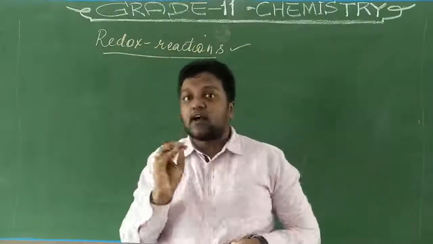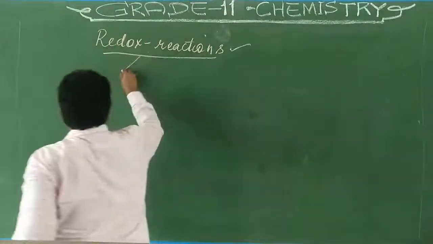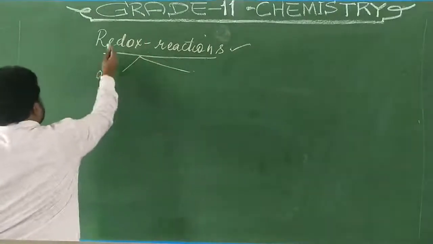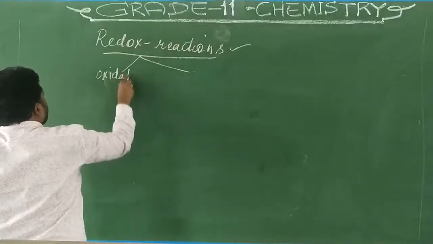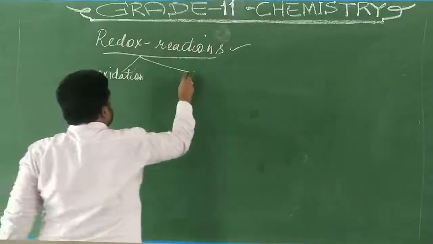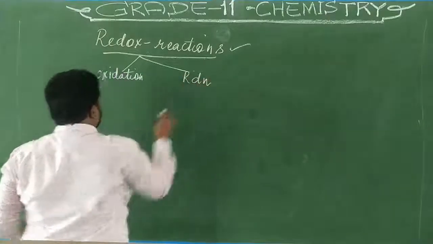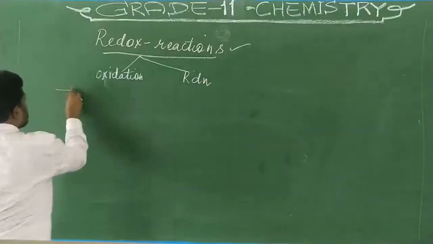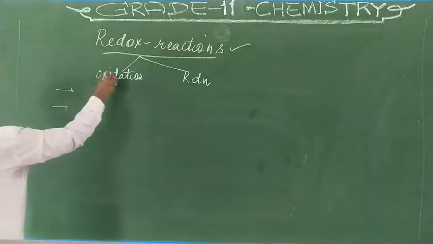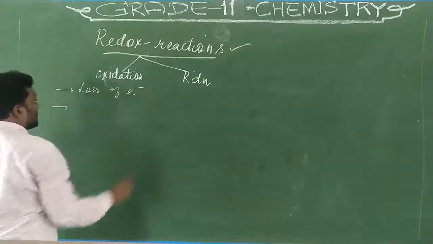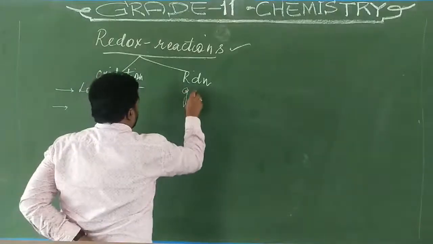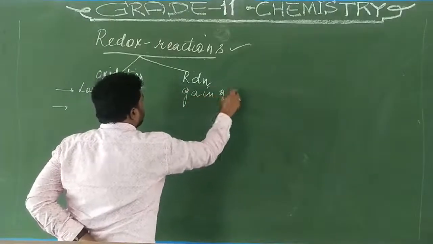What is a redox reaction? I have told you oxidation as well as the reduction should take place at the same time. Oxidation and the reduction reaction will be taking place at the same time. What are the definitions I told you? I told you the oxidation is nothing but it is a loss of electron and the reduction is a gain of electron. Gain of electron.